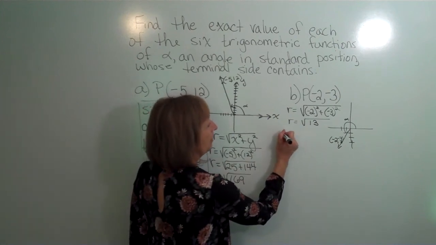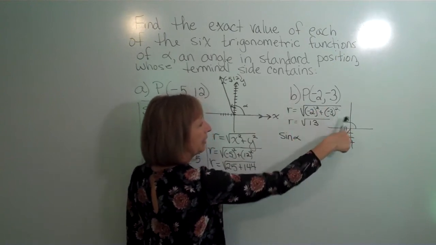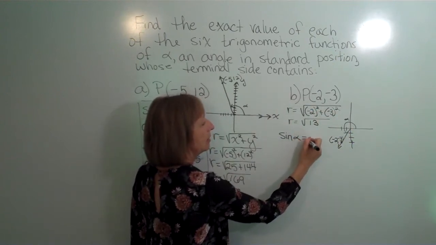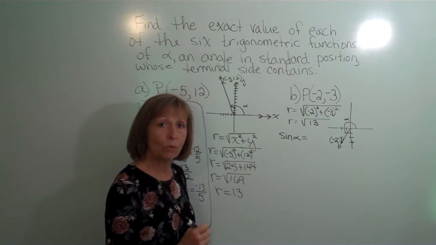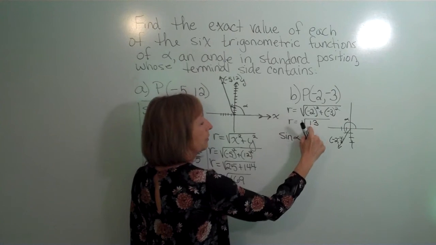So now when we go through and find the sine of alpha for part B here, we have sine of the angle is the y coordinate over r. So -3 over the square root of 13.